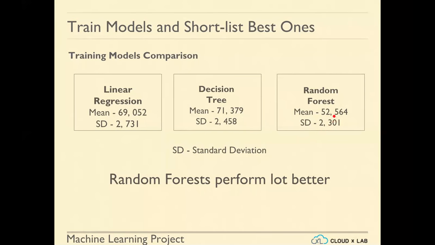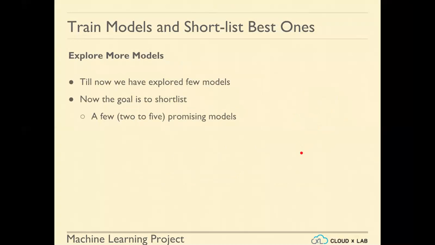52,000 something. For you, it might vary slightly here or there. So you can see clearly that random forest is the clear winner, because the mean error is low, as well as the standard deviation, as in how much variation there is in the outcome. Therefore, random forest is the clear winner.